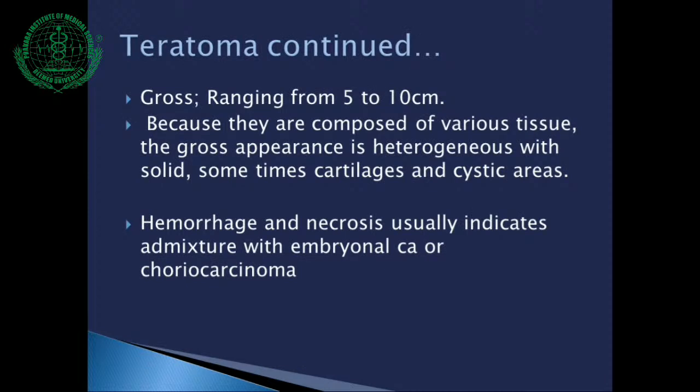Teratoma on gross examination: the size of the tumor is 5 to 10 centimeters, and because they are composed of various tissues, on gross examination it has a heterogeneous appearance. At some places it may show solid areas, the presence of cartilage, and also cystic areas. Hemorrhage and necrosis indicate admixture of this tumor with other non-seminomatous germ cell tumors like embryonal cell carcinoma or choriocarcinoma.